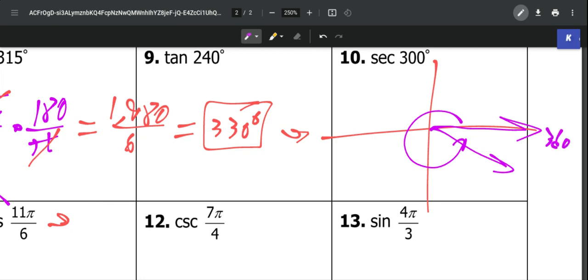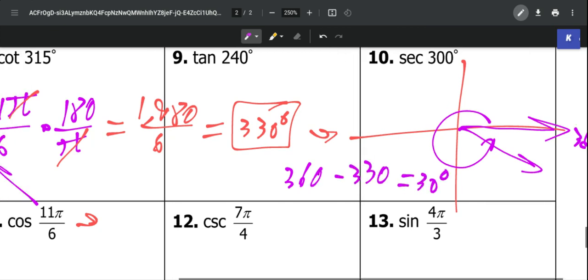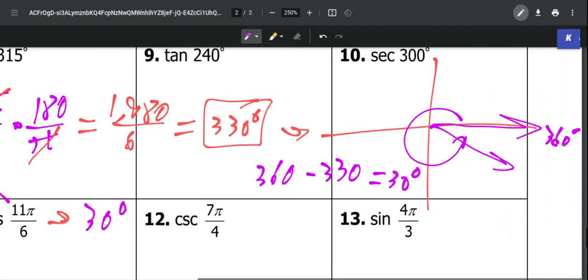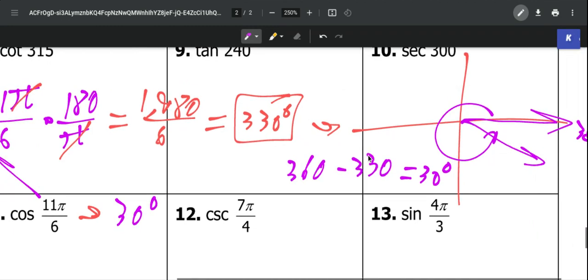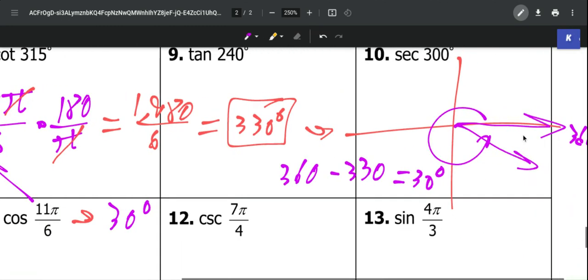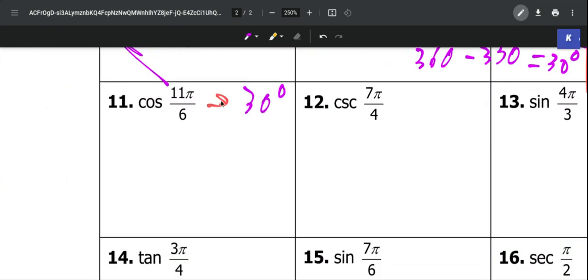And then this would be 360 if it were to go all the way around. So we could say 360 minus 330, and that would give us 30 degrees. So our reference angle here is 30 degrees. Now, if you need to draw that for yourself, do it. I think you'll probably get to a point where you don't have to draw that for yourself, but I'm going to do it just so you can see where I'm coming up with that. All right, so 30 degrees is our reference angle.